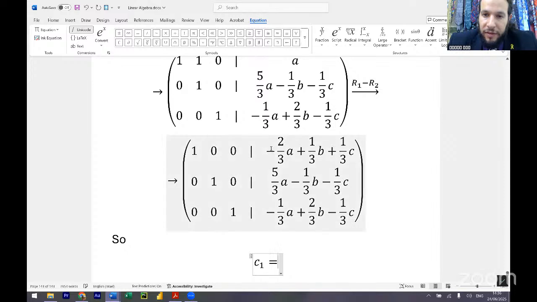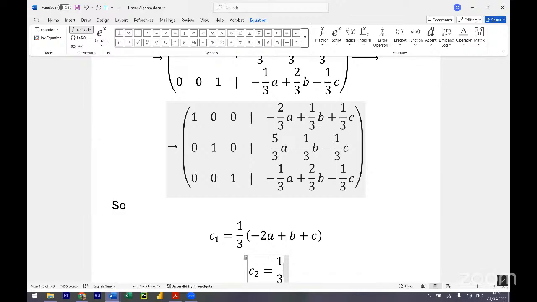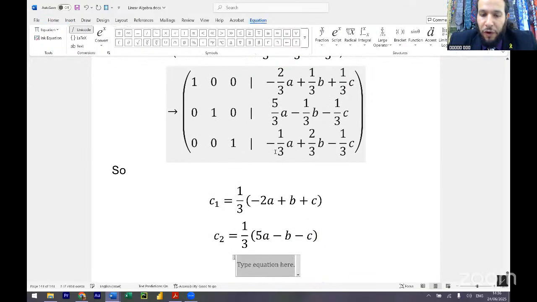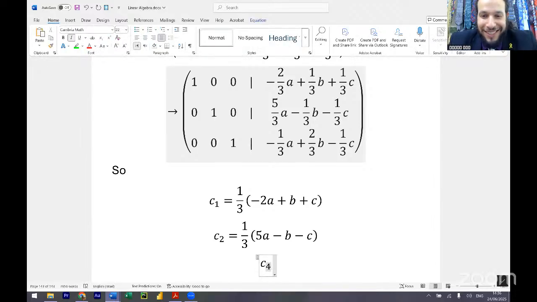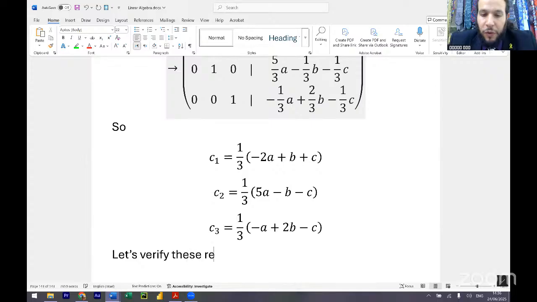C1 is a third times this monstrous thing, but taking a third out will help: minus 2a plus b plus c. C2 is a third times 5a minus b minus c. And C3 is a third times minus a plus 2b minus c. Let's verify these results.